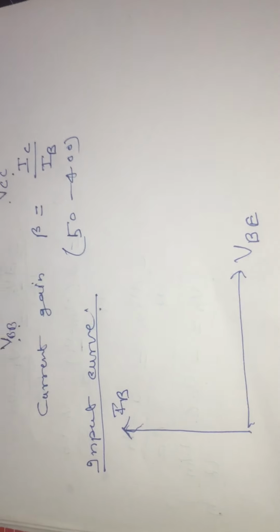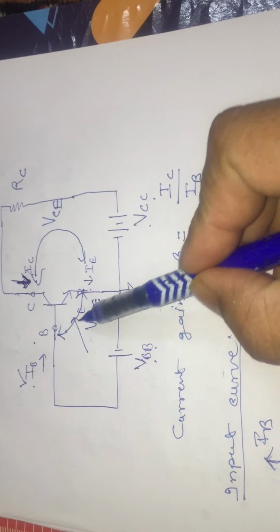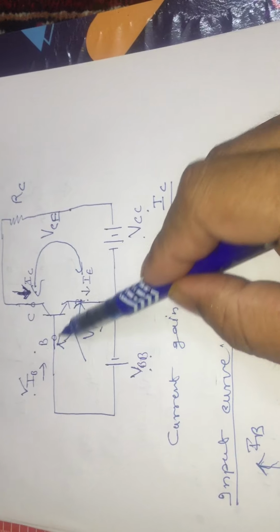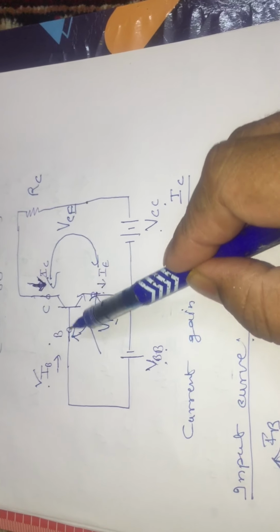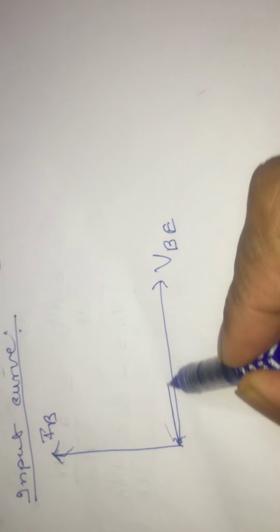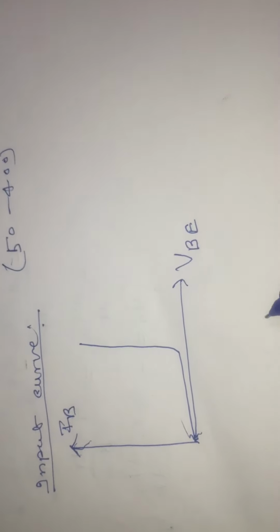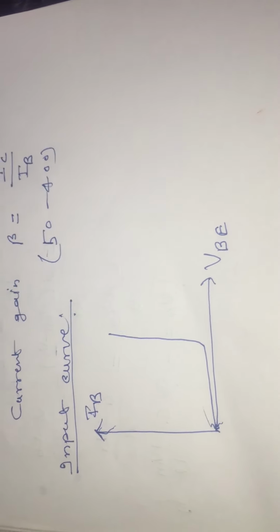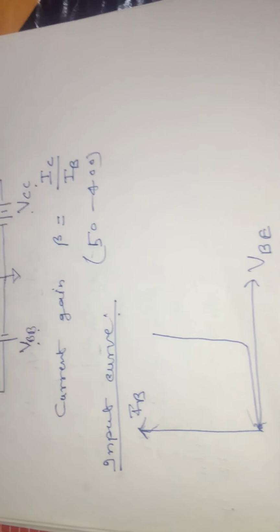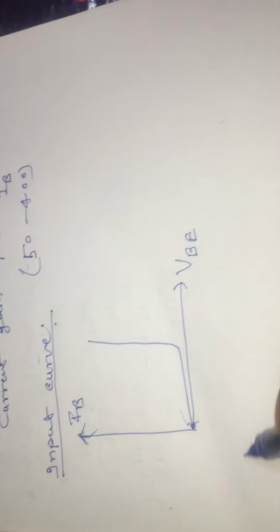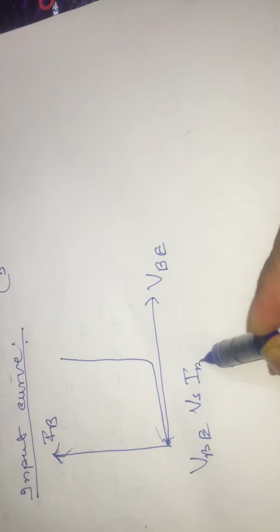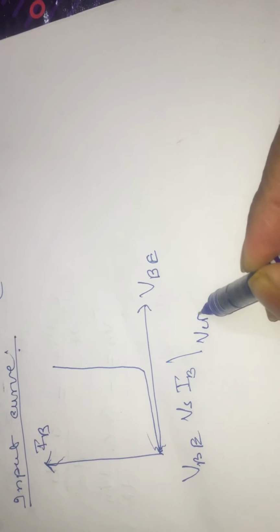Now we can write here, because the input is between base and emitter, the PN junction is working as forward biased. So it is simply working as a forward biased diode. In a forward biased diode, the characteristic is like this. As we know, the forward biased diode has a relation between voltage and current similar to this. So this is the input curve, meaning VBE versus IB for a constant value of VCE.